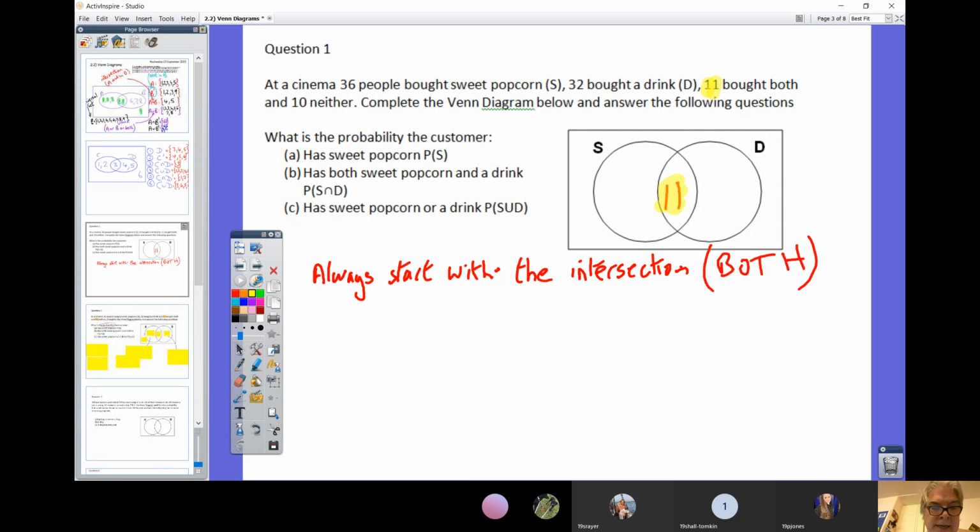How am I going to work out the bit that goes in there? Have a think. 36 people bought sweet popcorn. They may have bought both or not. So how am I going to work out that number, Douglas? What do I put in there?